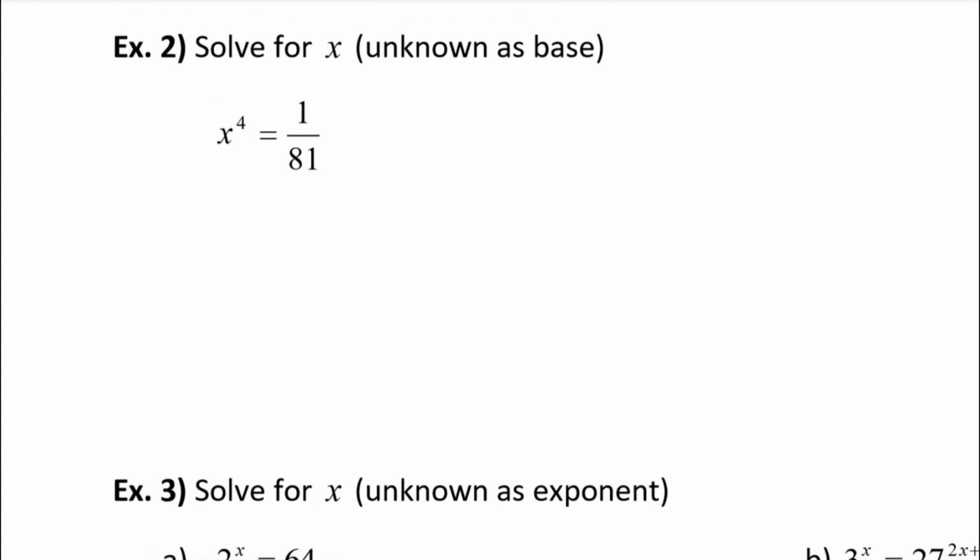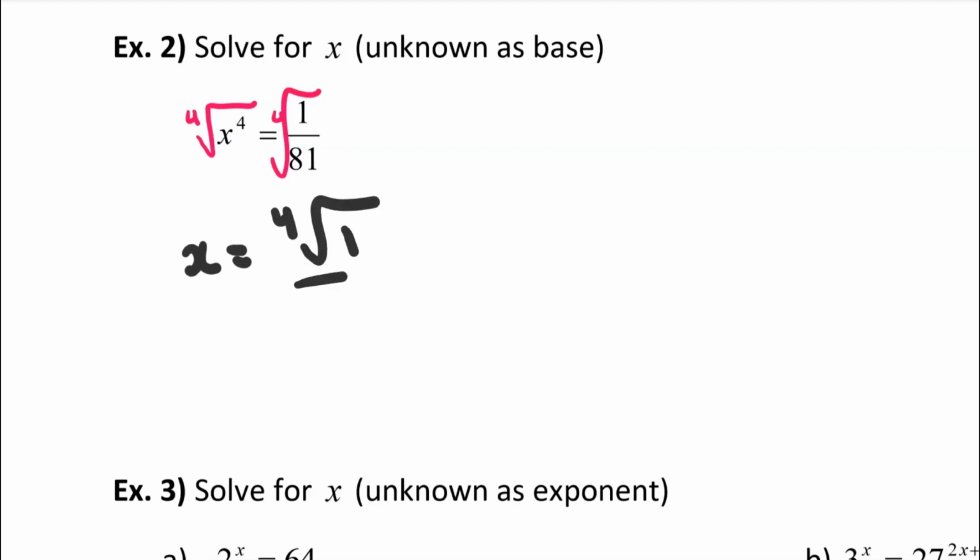Okay. So what we're going to do now is just get rid of the power of 4. To do that, we will take the fourth root of both sides. So now we're going to have x is equal to the fourth root of 1 and also the fourth root of 81. Okay, that's how we can split apart using our exponent laws.